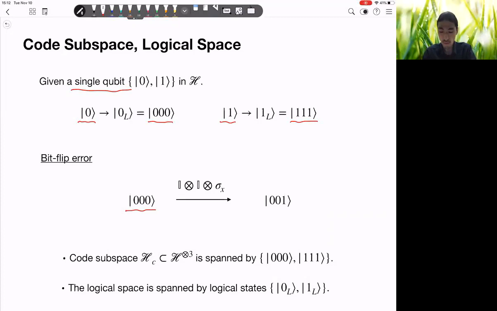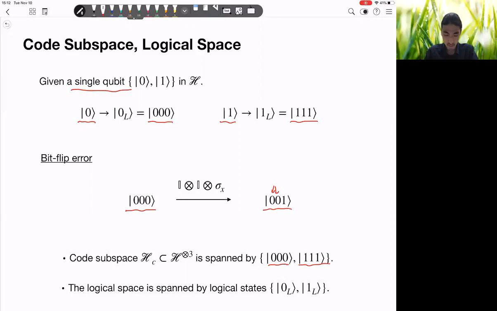And if you do the majority vote, then state zero, zero, zero is dominant, so you can easily guess that the initial state was zero, zero, zero. So you can do a correction to this system. The space that is spanned by this zero, zero, zero and one, one, one is called the code subspace.